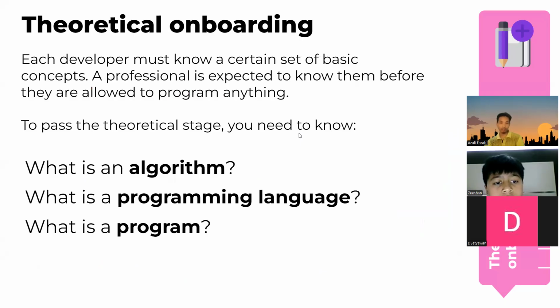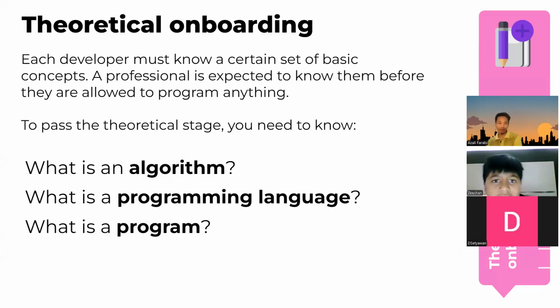Now let's talk about these terms. What is an algorithm? What does programming language mean? And what does program mean? Could you please tell me? Maybe you have heard about this. I know what it is, but I don't know how to explain it. You can give me an illustration then. Don't worry. I don't really know how to explain it.